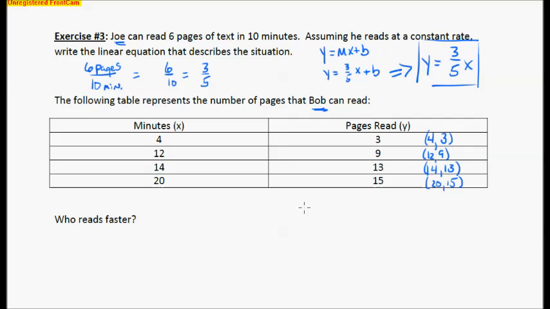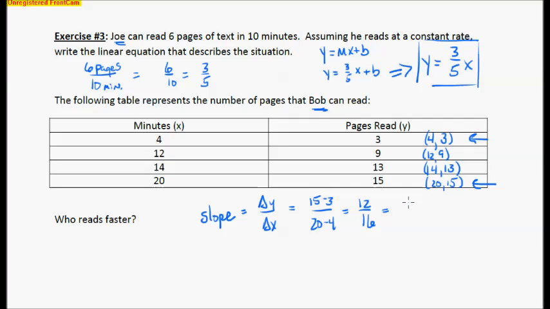So again, we want to figure out Bob's slope given this information. So really, you just take 2 points. Let's take the farthest two. Let's take this one, and let's take this one, and let's figure out his slope, or his rate at which he can read. So I'm going to take change in y over change in x. My change in y is going to be 15 minus 3, and my change in x is going to be 20 minus 4. So what am I going to get here? I'm going to get 12 on top, and I'm going to get 16 on the bottom.